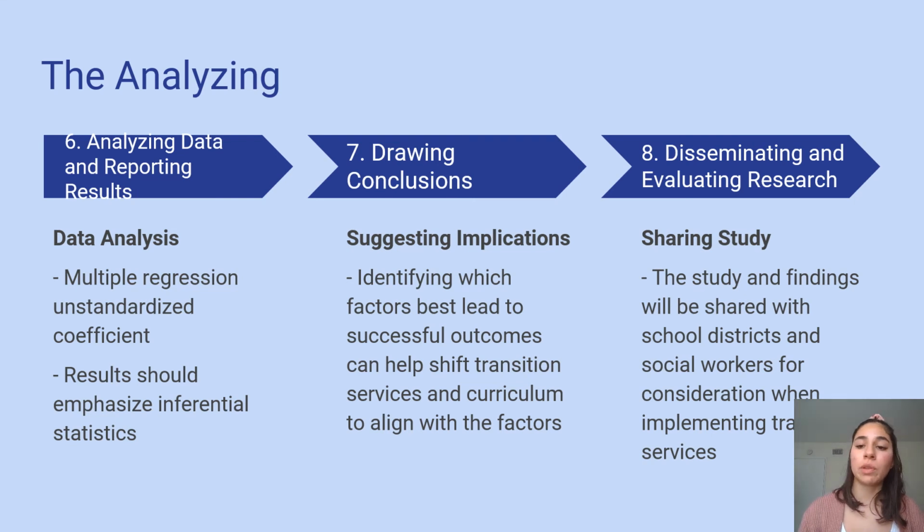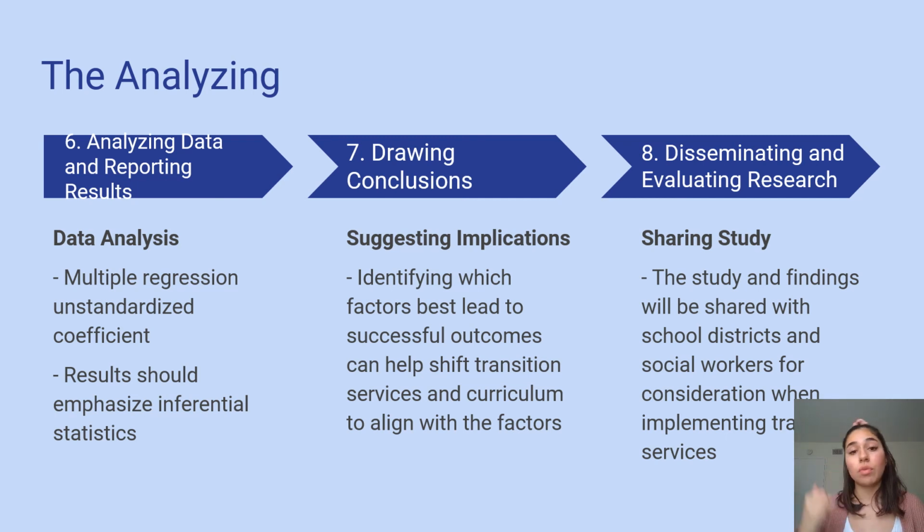So again, the example that the book uses is determining the individual contributions of GPA, SAT scores, and depression to predict the retention in first-year college students. So similarly, I'm looking at the independent variables that we saw in the last slide and how those are going to predict the successful student outcomes for foster youth with disabilities. And the results should emphasize inferential statistics.